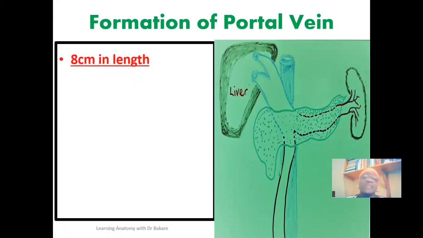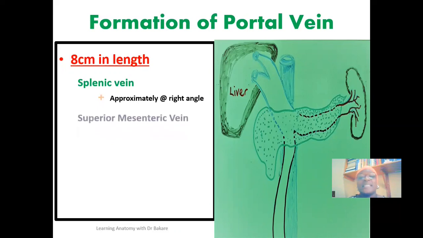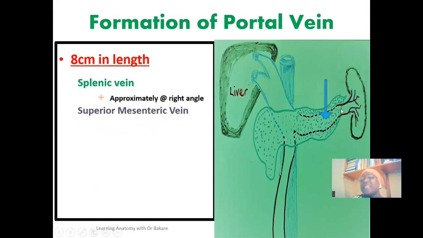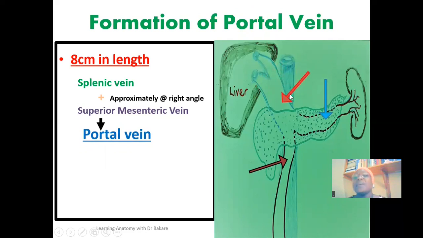First, the portal vein is about 8 centimeters in length, and it is formed by the union of the splenic vein and also the superior mesenteric vein. So this is the splenic vein. You can see the splenic vein is a vein that drains the spleen, and at this point, you see it uniting with the superior mesenteric vein. And this is the superior mesenteric vein here. And when these two veins unite at this point, they form the portal vein. And this is the portal vein here, arrowed in red.